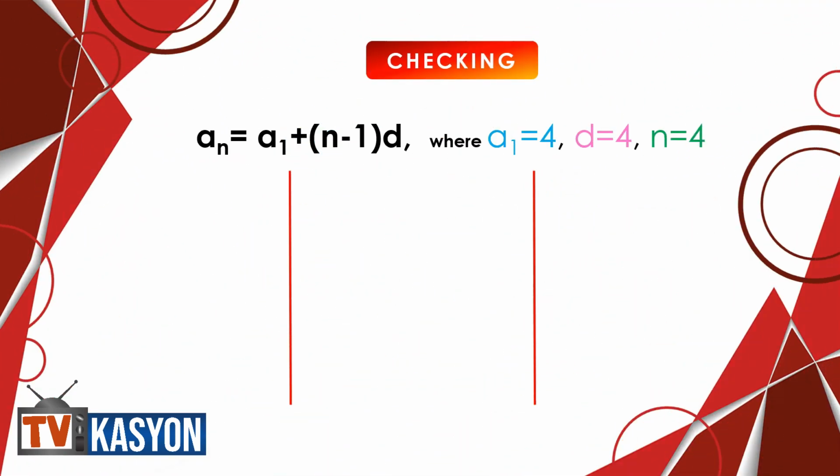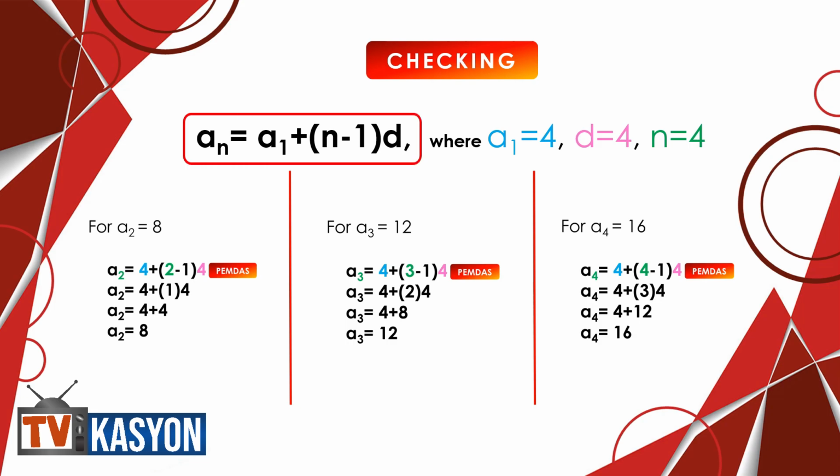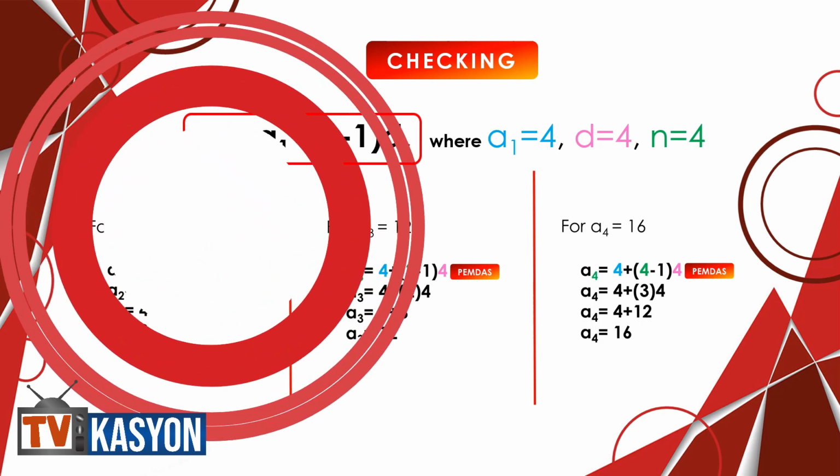But how would I know if the rule is correct? Or what would I do to verify if my answer is correct? Well, I could use the same values and plug it to the rule and generate the given terms a sub 2, a sub 3, or a sub 4. Looking at these calculations, it is safe to say that the rule or the formula for the nth term of an arithmetic sequence is correct.